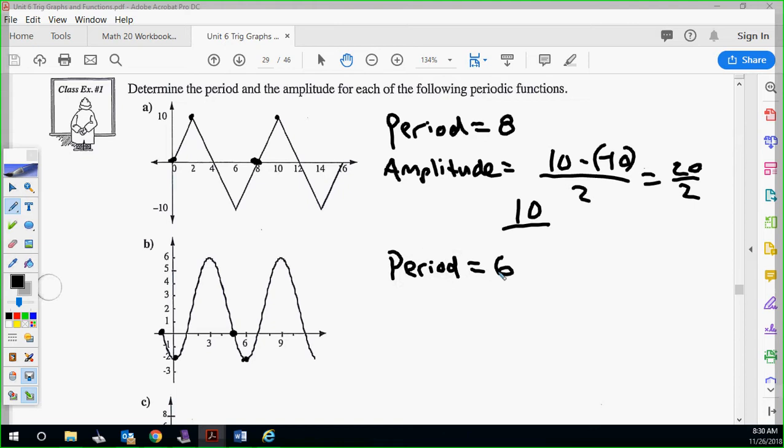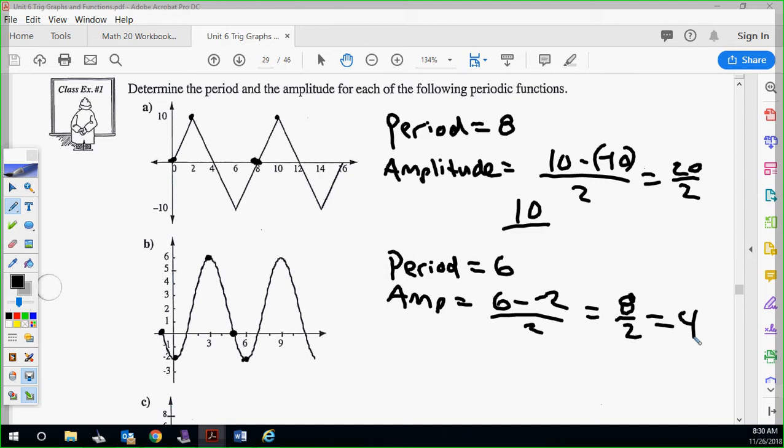Okay. 1 to 7. Yep, you could go 1 to 7 if you wanted. Just 7 minus 1. Yep. Okay, what is the amplitude? Okay, so 6 is the high point, negative 2 is the low point. So its amplitude is 6 minus a negative 2 over 2, 4. 4 is the amplitude.